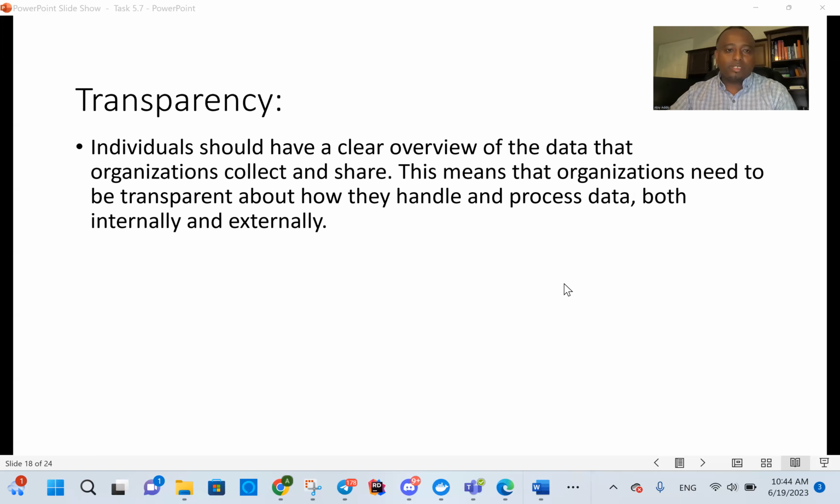Next one is transparency. Individuals should have a clear overview of data that organizations collect and share. This means that organizations need to be transparent about how they handle and process data, both internally and externally. So every time we make a significant decision or take a significant action, stakeholders need to know about it and have to be informed accordingly.